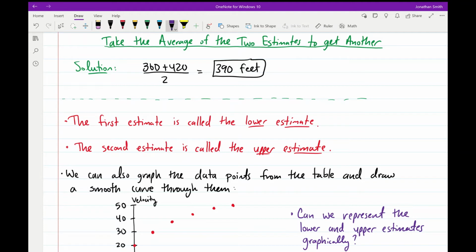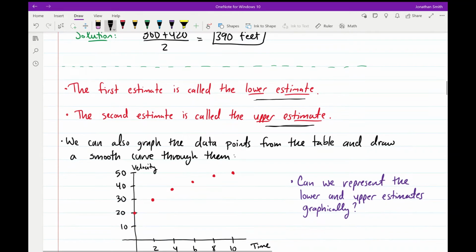So in the previous example, the first estimate that we calculated is called the lower estimate because our approximation is smaller than the actual distance that the car traveled, and the second estimate is called the upper estimate because our approximation was bigger than the actual distance that the car traveled.